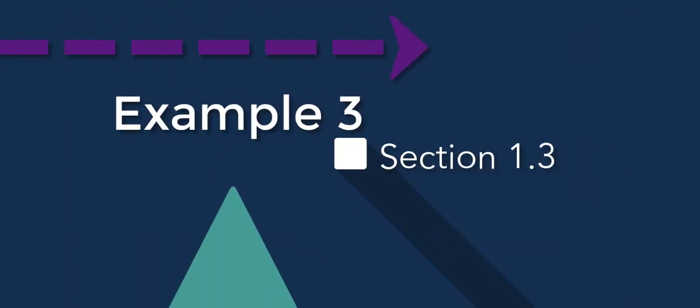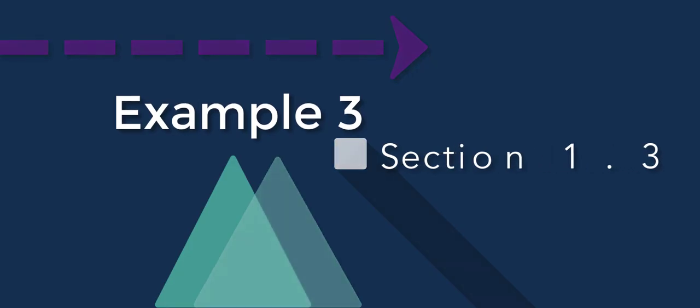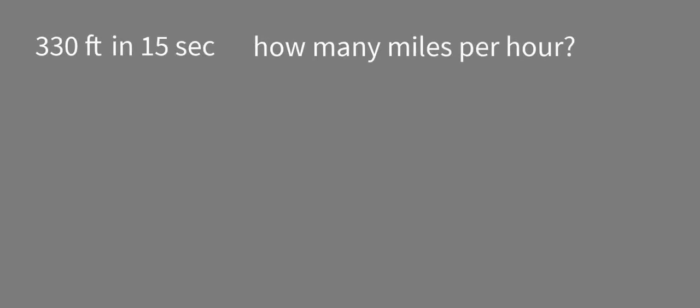In example 3, we are told that Drew flew a drone at a rate of 330 feet in 15 seconds. And we want to know how many miles per hour this is. So we're going from feet to miles, and we're going from seconds to an hour. So we want to know how many feet there are in a mile.